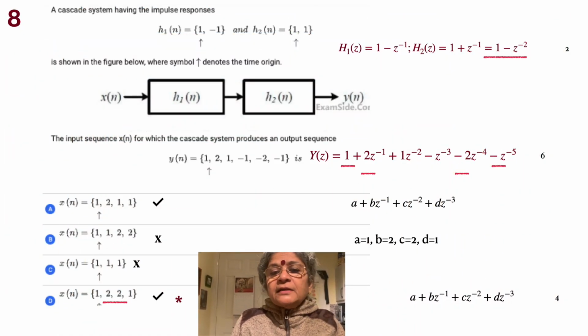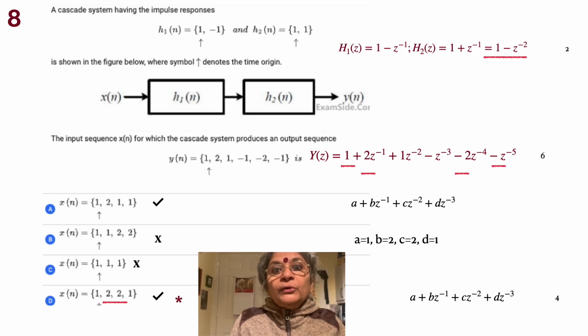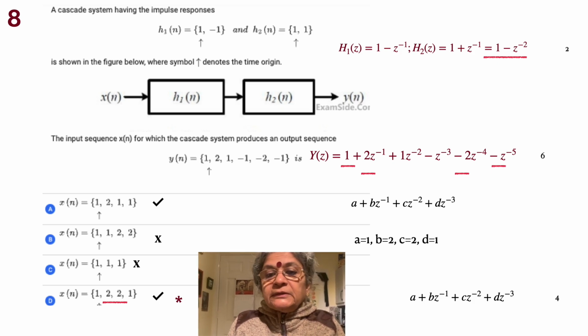So now we have Y(z). You also have the totality of the two systems cascaded together as H(z), which is H1(z) multiplied by H2(z), equal to 1 minus z^2. And we require what started it all off, the input x(n). So how do you do that? Just by comparing the sequences you can do that.